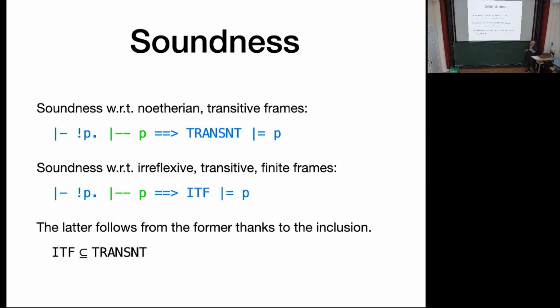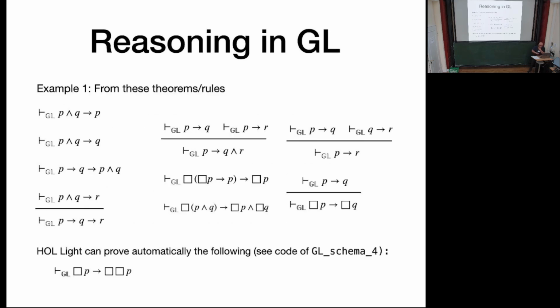So soundness is very easy to prove. The soundness theorem is that for all propositions P, if you can prove P, then you can prove that P is valid in the ITF semantics. And this is an easy result. Then you want to prove completeness, and before doing that, you have to prove a lot of things axiomatically in the GL logic. So, for instance, this is a simple theorem that you want to prove, which is box P implies box box P.